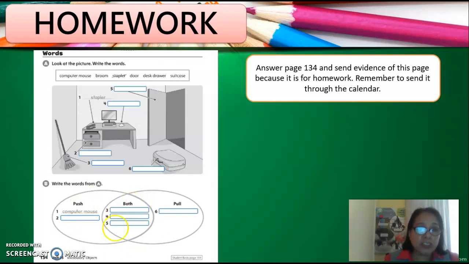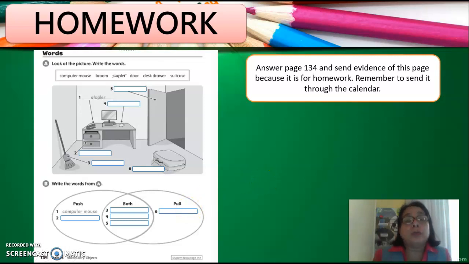So you will use this compare and contrast, okay, Venn diagram to answer the activity. Things that you can push, okay, things that you can push, computer mouse, and another thing that you can push, write it here. Both means that you can push and you can pull. Write the words that you can push and you can pull from this vocabulary. Finally, 1 word that you can only pull.